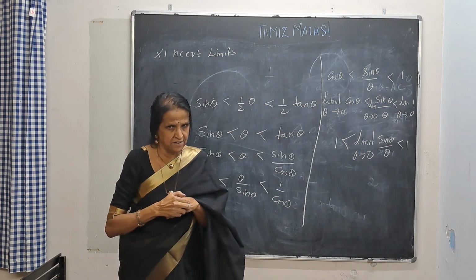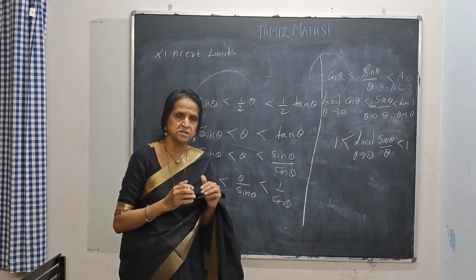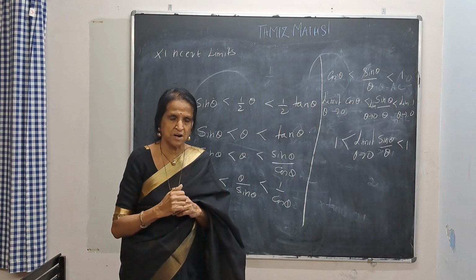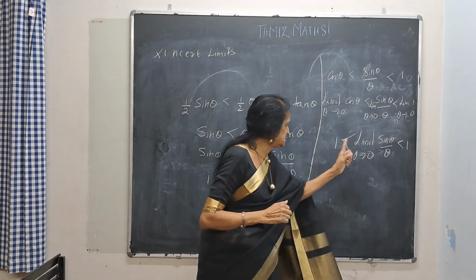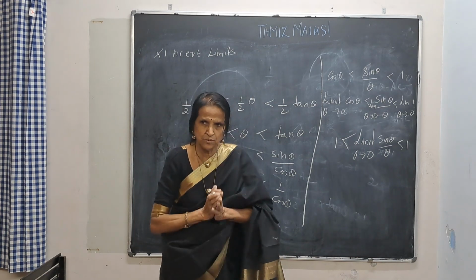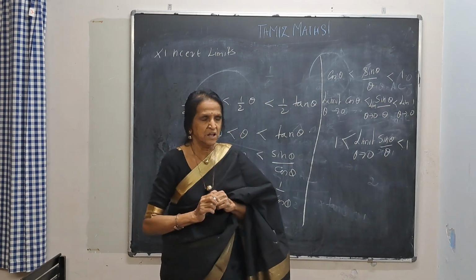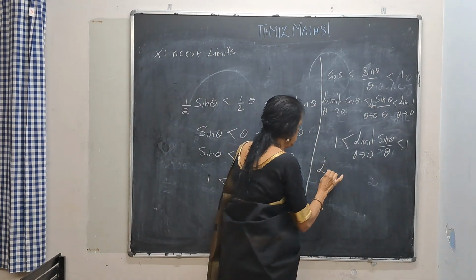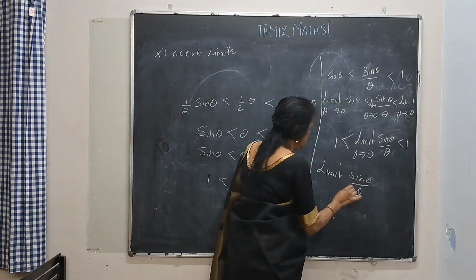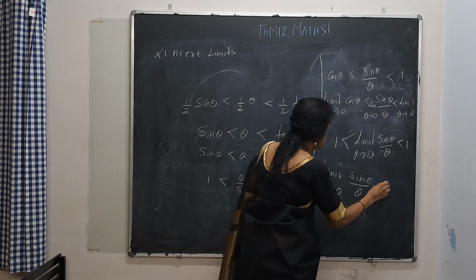Mathematics has to be felt. I say how beautiful it is. Only you should feel it. No, how beautiful it is, you should tell me. So this is lying between two values. It's a sandwich, caught in between. So we say limit of sin theta by theta, theta tends to 0 is 1.